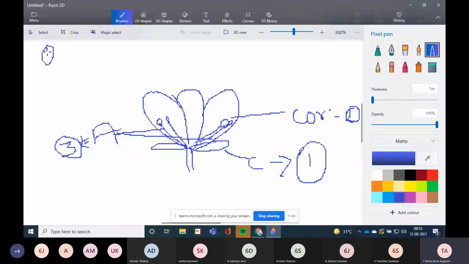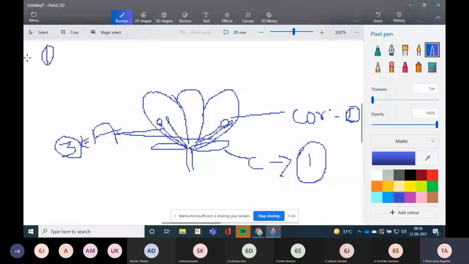Minute pollen grains are present. They are very minute and very delicate. If we press them, they will just disappear. So very minute pollen grains are present inside the pollen sac, and this pollen sac is found in the anther.